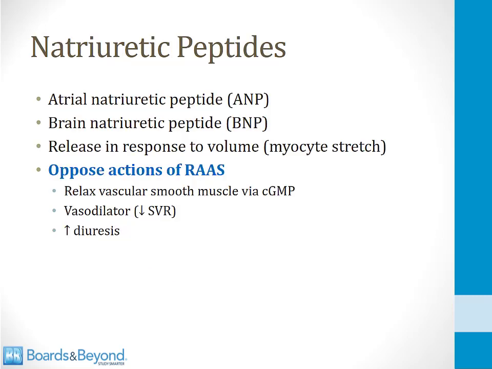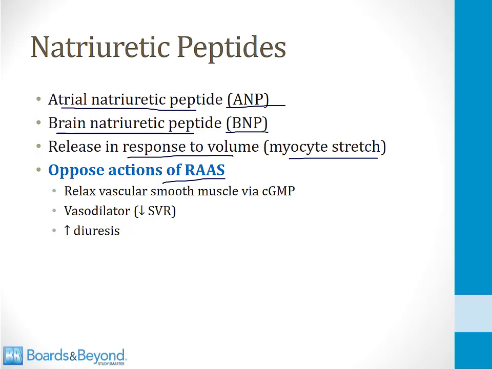Natriuretic peptides are substances released by the heart that have effects in the kidneys. Atrial natriuretic peptide, or ANP, is released by atrial myocytes, and brain natriuretic peptide, or BNP, is the other natriuretic peptide. It is released by ventricular myocytes. The stimulus for release of these peptides is volume in the heart, which leads to myocyte stretch. And it's believed that these peptide systems evolved to oppose the RAS. They have effects that are opposite of the RAS. And the idea here is that if the RAS is overactive, there'll be more volume in the heart. That will lead to release of these peptides, which should dial down the RAS.